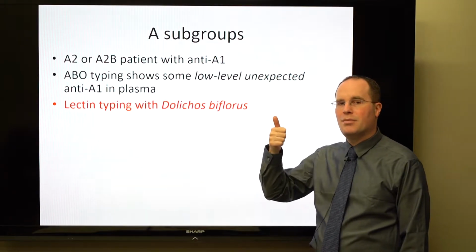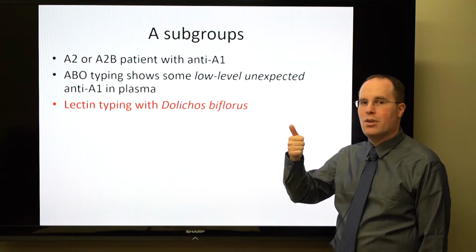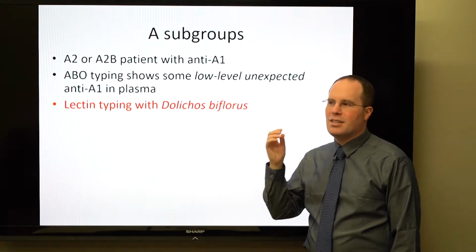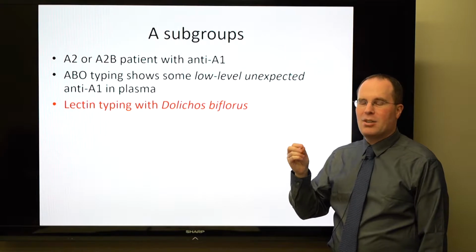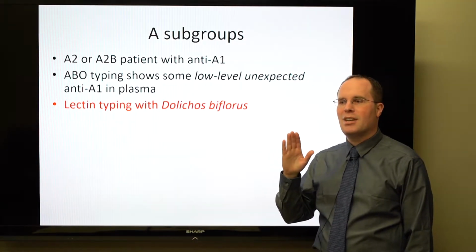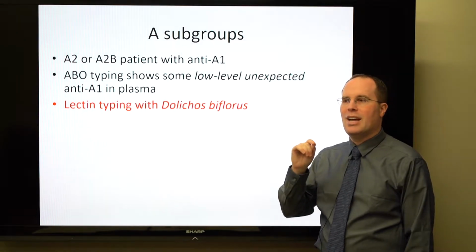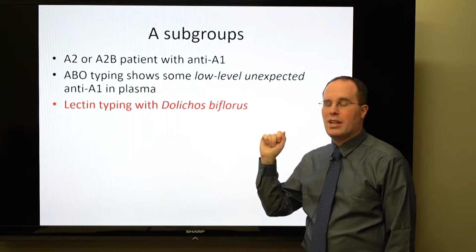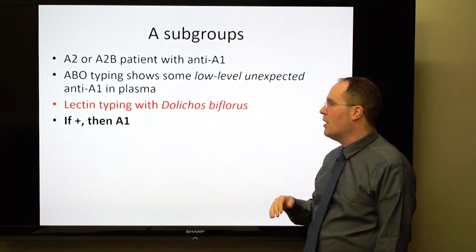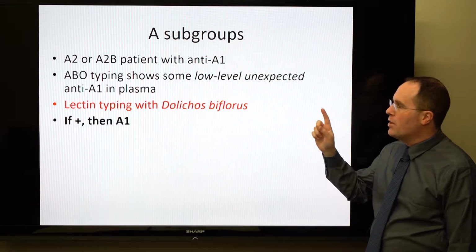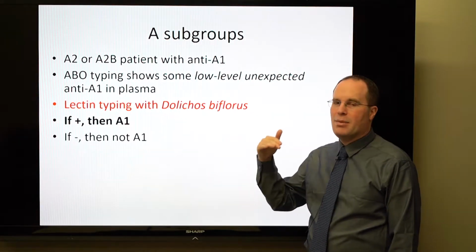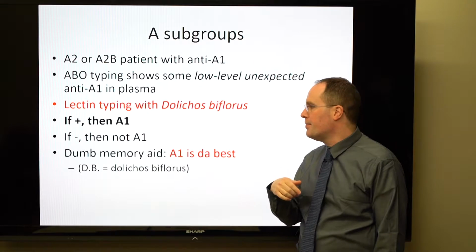If it's positive, if you see agglutination, that means the patient's A1. If it's negative, it just tells you the patient's not A1. It doesn't specifically tell you the patient's A2, but if you were to wager, that would probably be correct. But it's not evidence that it's A2. A negative reaction with Dolichos biflorus just means the patient's not A1. So if positive with Dolichos biflorus, the patient is A1. If negative, then the patient is not A1.